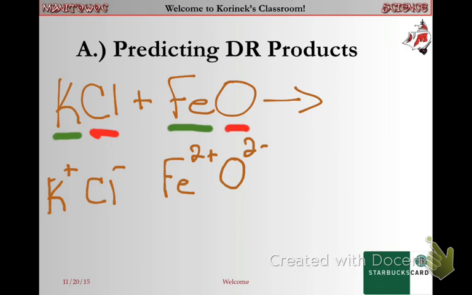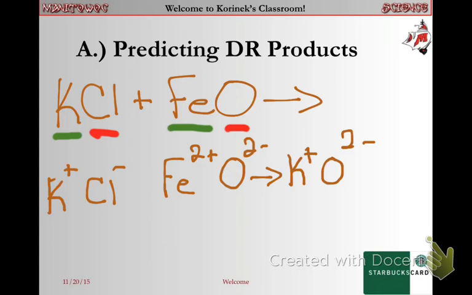So the concept here is that we're switching partners, right? Potassium is going to hang out with oxygen, and chlorine is going to hang out with iron. I'm going to write my products down right here; I think I've got enough space. So let's go, potassium and oxygen. Potassium has a plus 1 charge, and oxygen has a 2 negative charge.